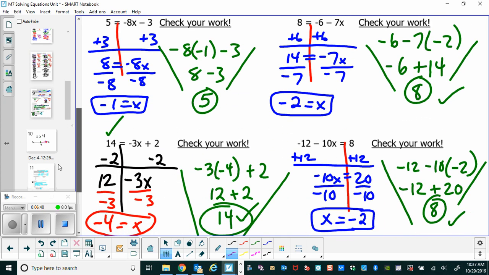All right, here are the last 4 for you to check. We can see that we get a -1 here. And when you plug it in to check, that works out. We get a -2 for this one, a -4 for this one, and a -2 again for this one. So feel free to pause the video and take a look at the work if there's anything you don't understand. But if you're good to go with these problems, you are done with page 8. Thank you.